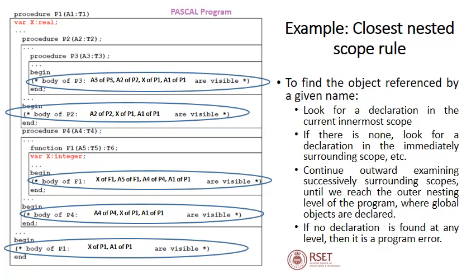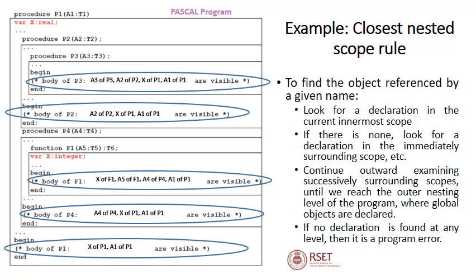Suppose we are currently inside procedure P3. We are inside procedure P3 and we want to search for argument A2. We want to search for the variable A2. First we will check within P3 if variable A2 is declared. It is not declared in P3.